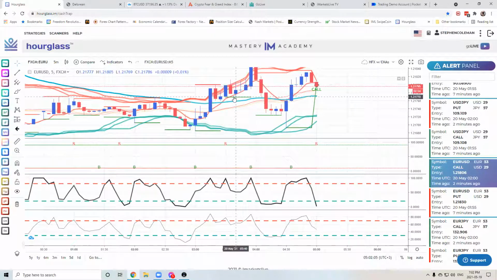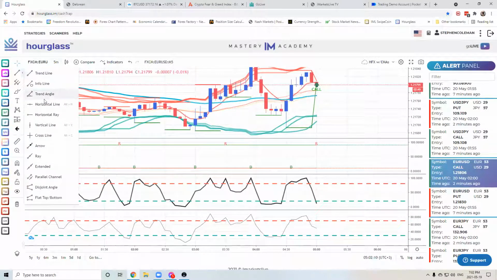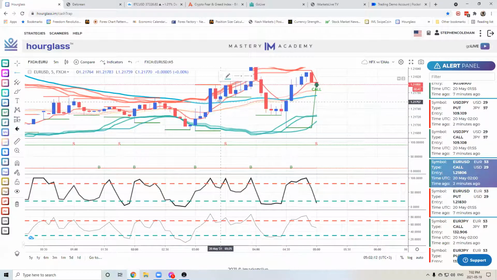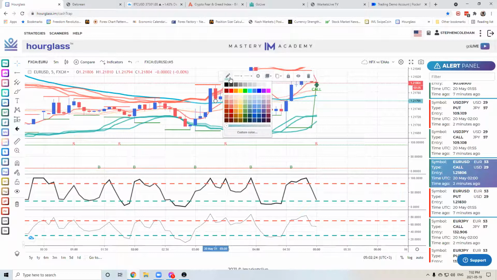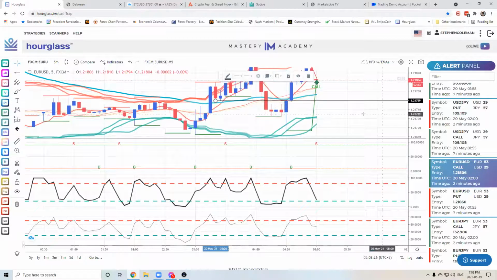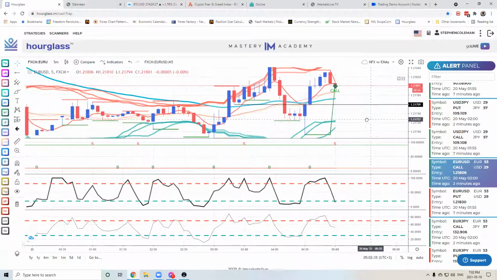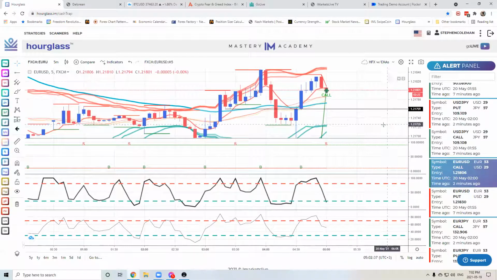Now, remember, guys, one thing about trading is that you don't just click the button just because you want to click the button. We are paid to wait. So sometimes it can feel a little bit like watching paint dry when you're trading. But this is how you make money. And thankfully, with Hourglass here, with the Cash Trap strategy built on top of the Hourglass AI scanner, you really don't have to wait very long. You don't have to be that patient.